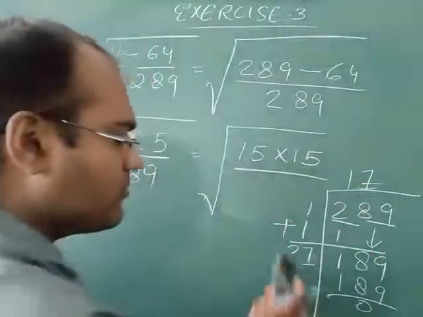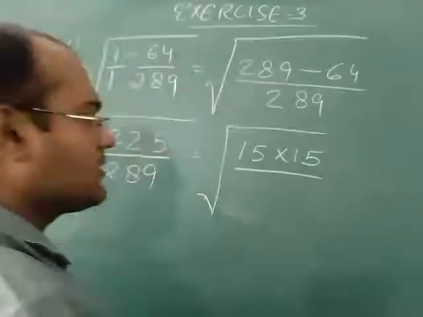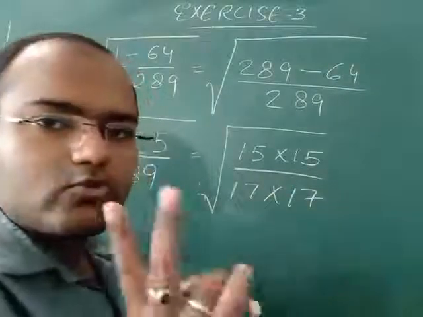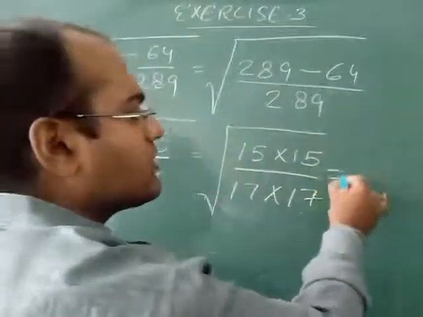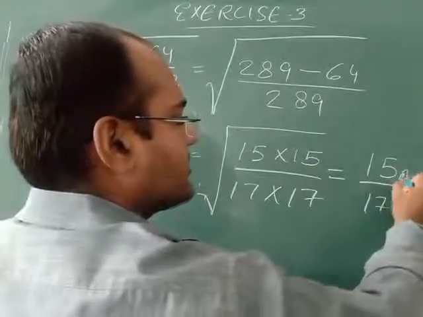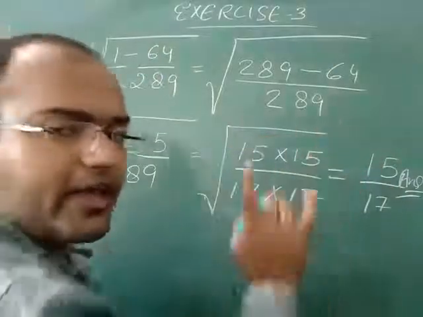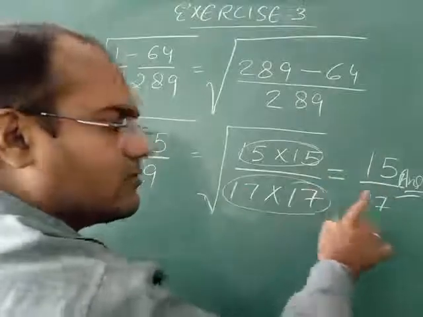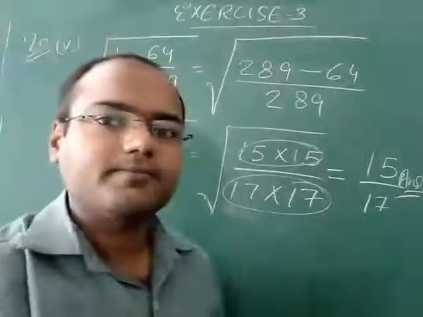So what you have to do? Here we have to write 17 two times. Two times we write because the square root is there. Now we will remove the square root. The final answer will be 15/17. This is your answer. One time we have to write. When we remove the root, these two numbers one time, these two numbers also one time. So like this you have to do the fifth part.